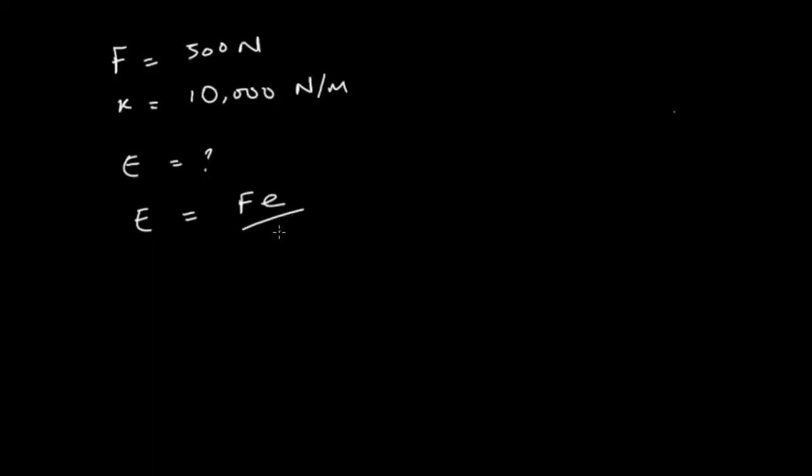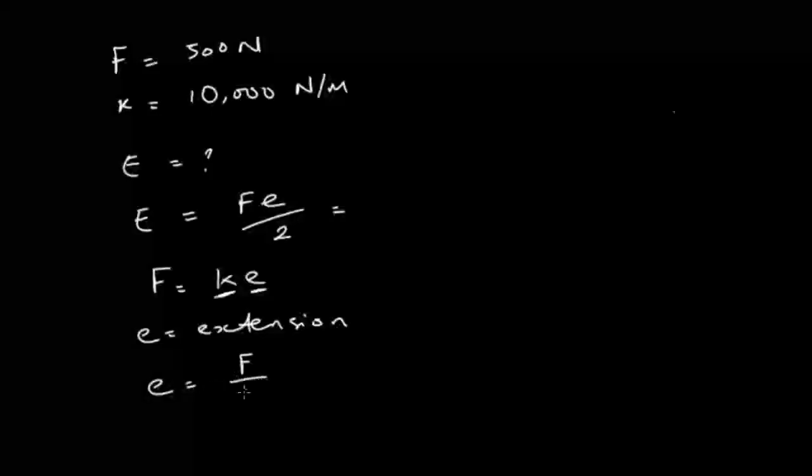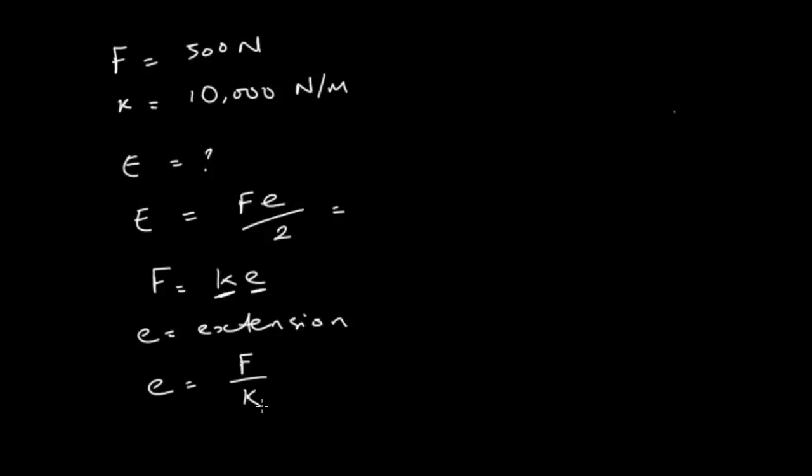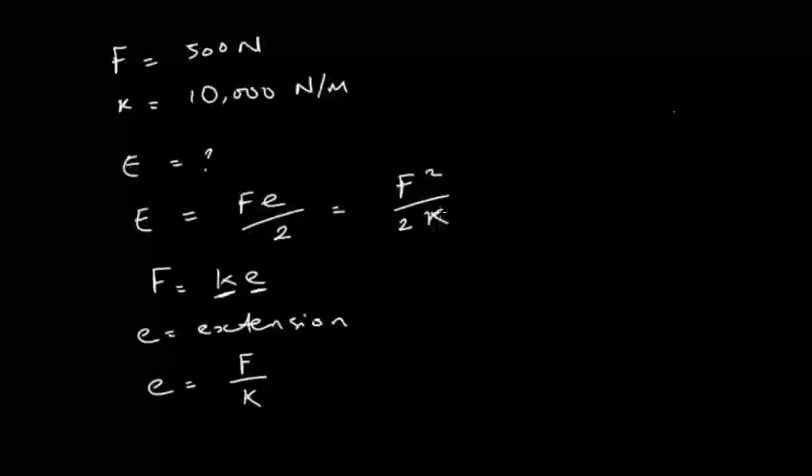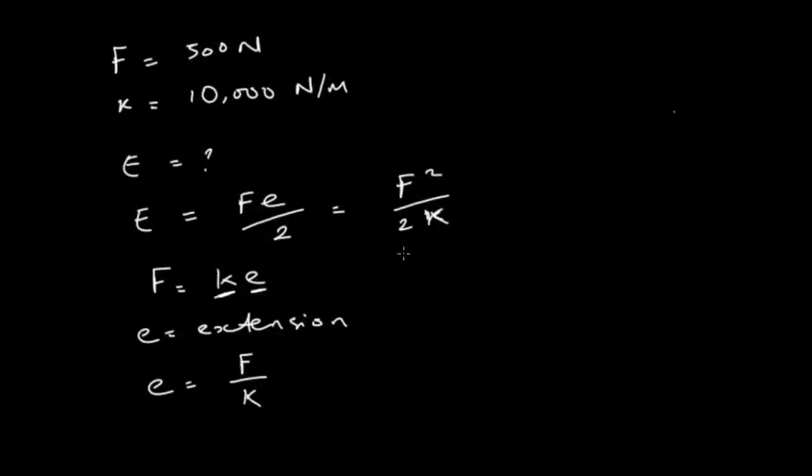Fe divided by 2. The work done to store such energy is Fe divided by 2. And based on Hooke's law, F is equal to Ke, where e is the extension as a result of the force being applied. Since we know the k value, but we don't know the e, we can represent the e in terms of F and k. So we can say e equals F divided by k, right? So we can substitute this e here to get F squared over k, then divided by 2. So this is another way you can represent the energy, the square of the force divided by 2 times the force constant. So now let's substitute.